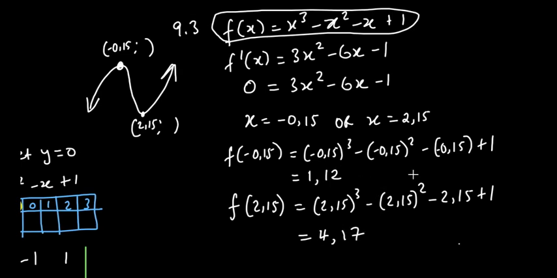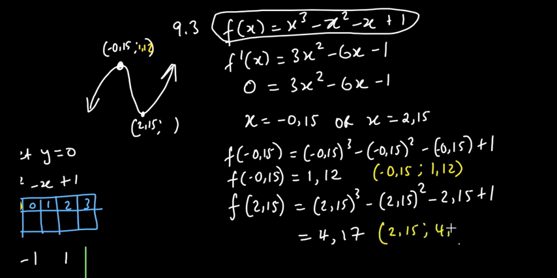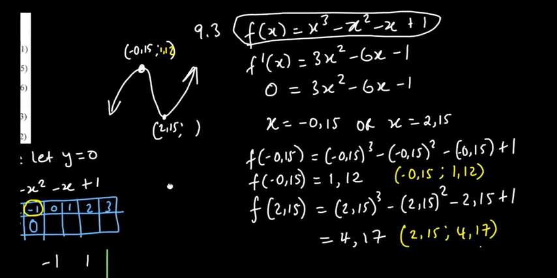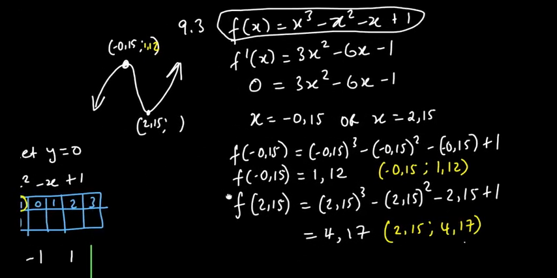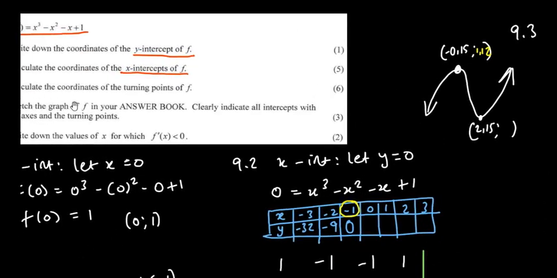Okay, so now you know that for this one, what does it mean? Remember, it means that when x is negative 0.15, the y value is 1.12. So here we have 1.12. And then here, what does it mean? When x is 2.15, the y value is 4.17. Perfect. So now we got our turning points. You would have gotten those 6 marks from there. Imagine, just for getting this, you get 6 marks. Nice stuff. Now sketch the graph, clearly indicating all x-intercepts and the turning points.